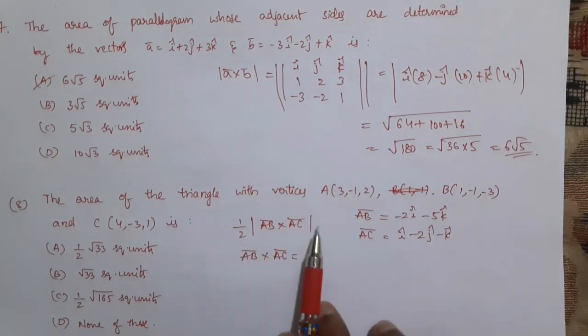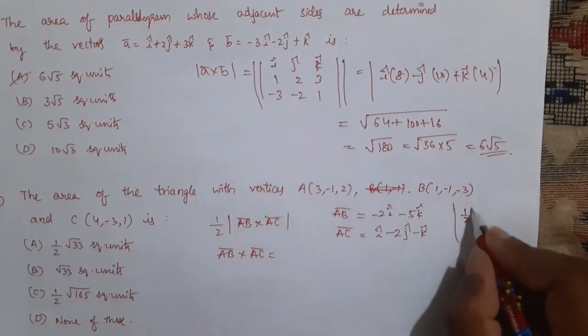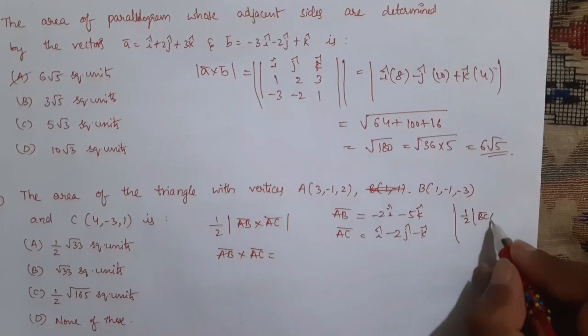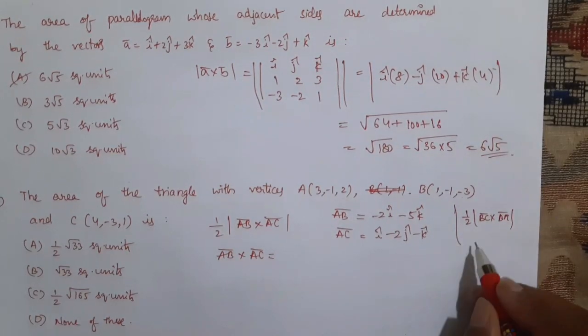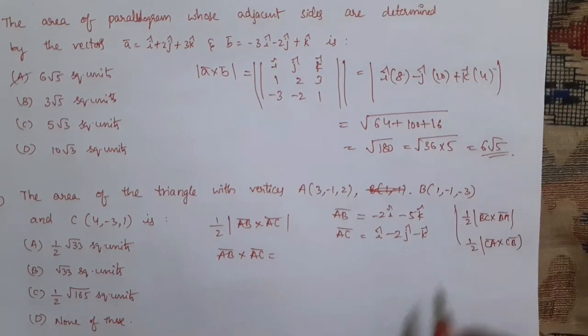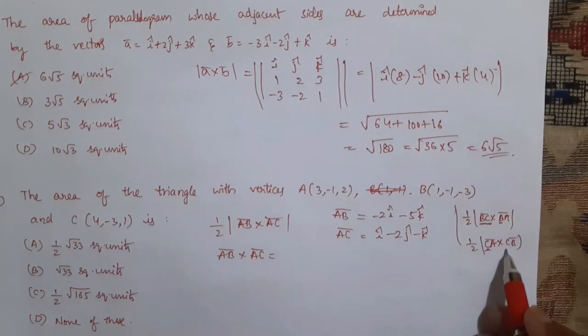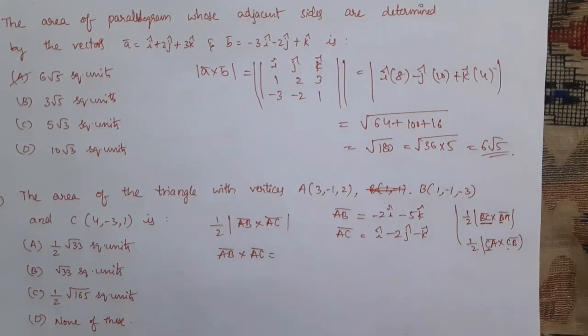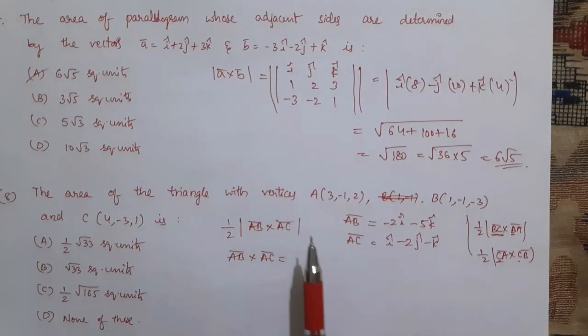See, the area of triangle formula is not only half of the modulus of AB bar cross AC bar, you can also consider half of BC bar cross BA bar, like this also you can do. Otherwise half of CA bar cross CB bar, like this also you can do. But one thing should be common, it may be B and B, or C and C, or A and A. But for our understanding we will consider only AB bar cross AC bar.